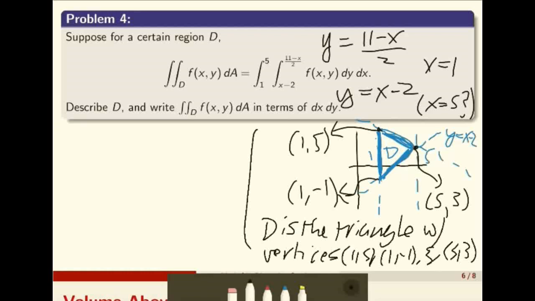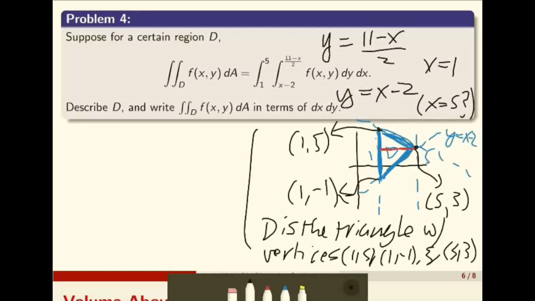Now that we have that, we can think about what our integral is in terms of dx dy, integrating over x first. Here we're going to see that at this critical value of y equals 3, we switch from the curve y equals x minus 2, which gives us our lower boundary, to the curve y equals 11 minus x over 2, the upper boundary. And so we're going to need two different terms, because we've got a piecewise defined right bound.